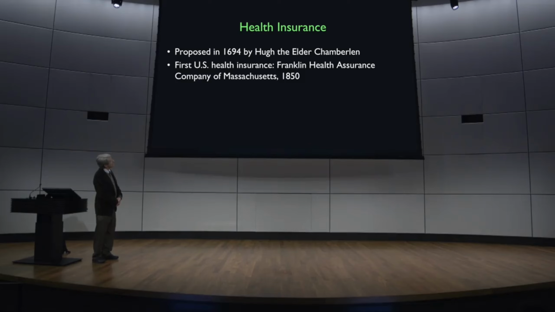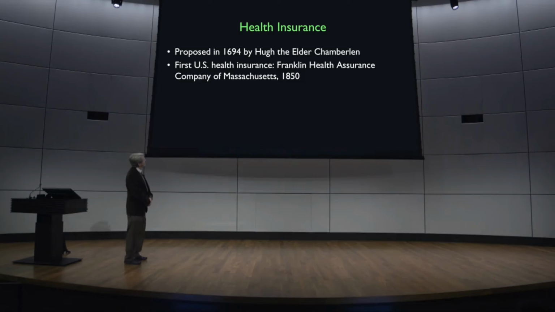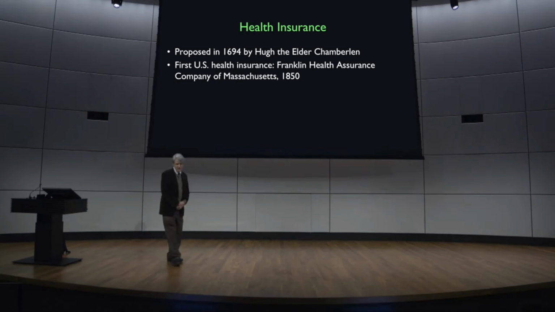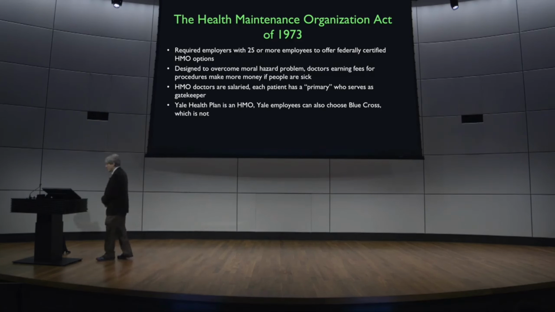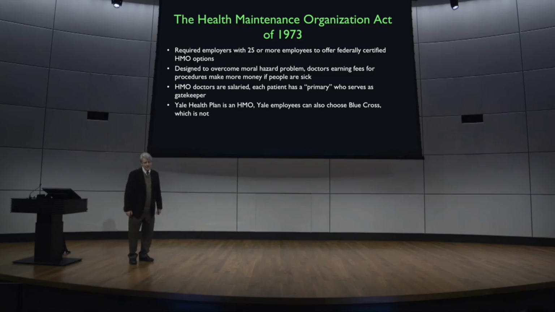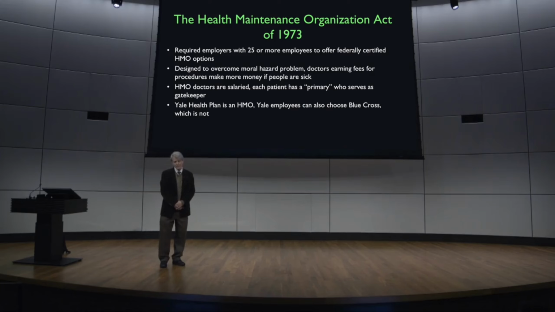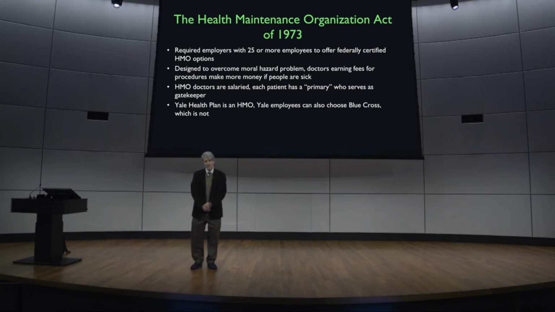Okay, the first health insurance apparently was in 1694. The first U.S. health insurance company was Franklin Health Insurance Company of Massachusetts, 1850. There was an important step forward in health insurance with the Health Maintenance Organization Act of 1973, which required employers with 25 or more employees to offer what's called an HMO, a health maintenance organization.